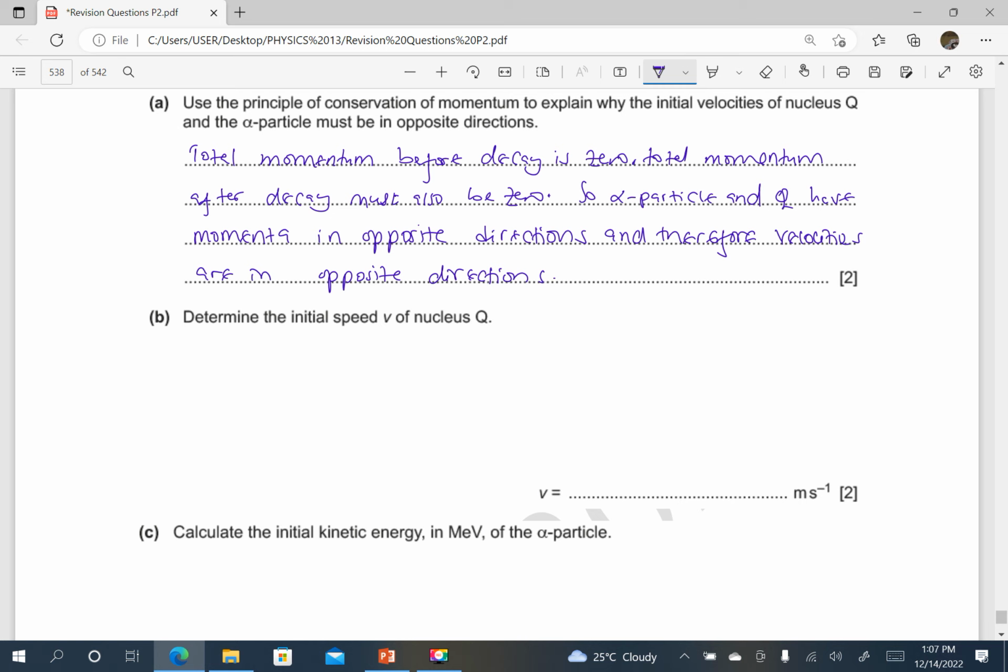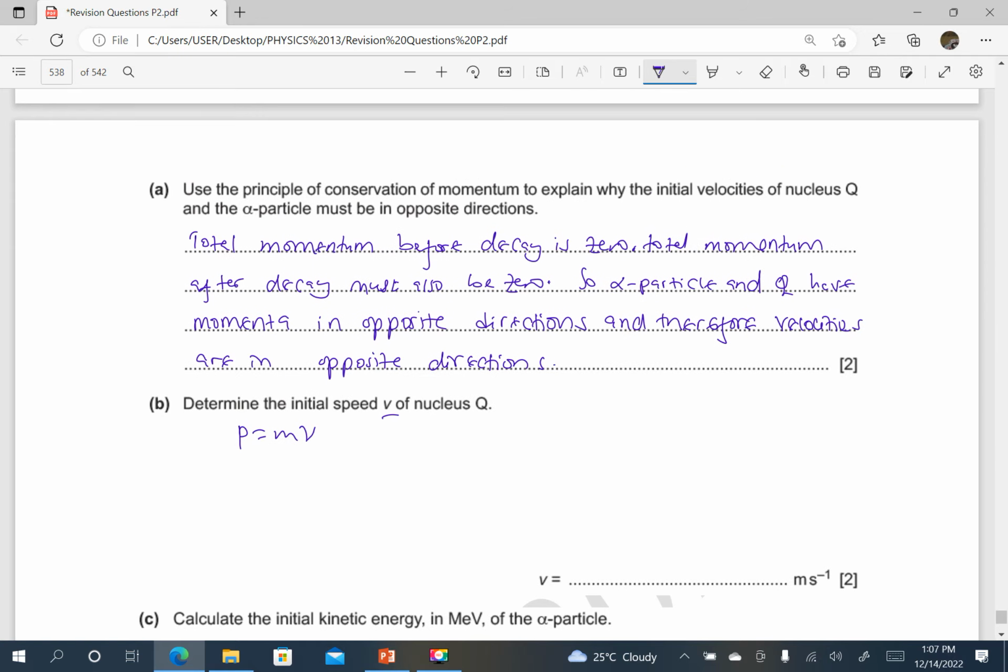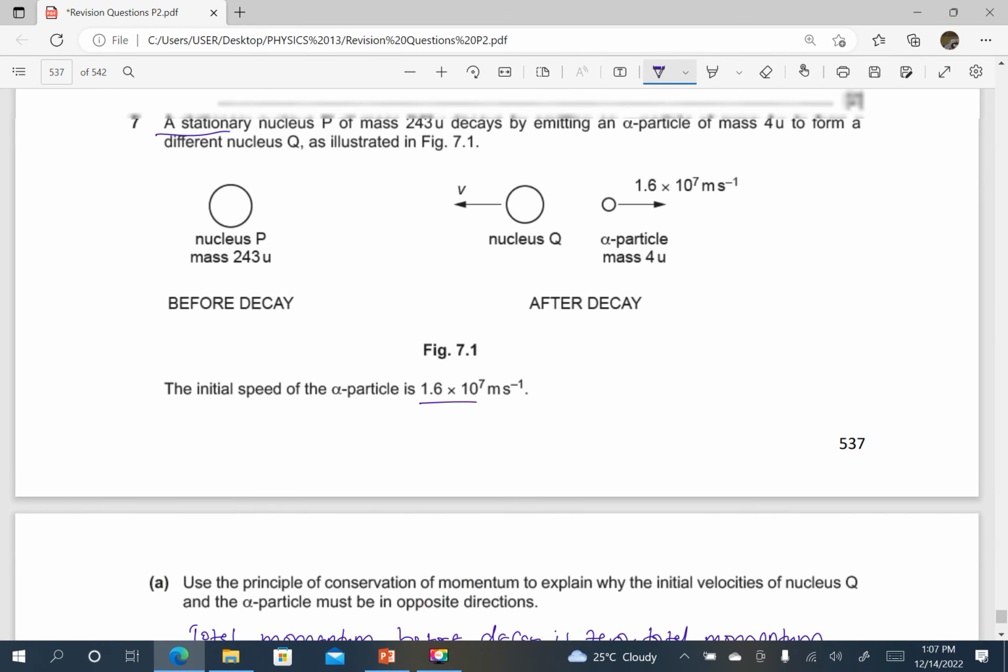Determine the initial speed v of nucleus Q. So we know that momentum is mass times velocity, and we have that the mass of P was 243 u, and after decay the mass of Q is not known. What is the mass of Q anyway? Okay, we don't know the mass of Q, but we have the speed of the alpha particle.